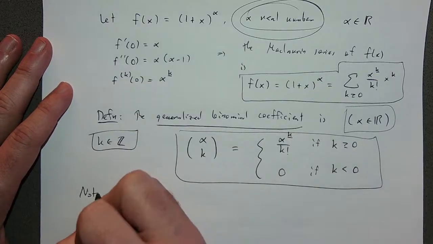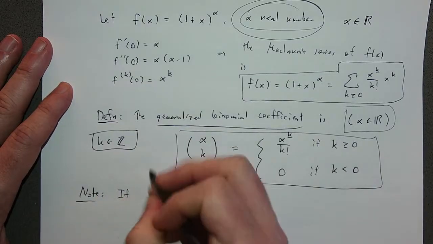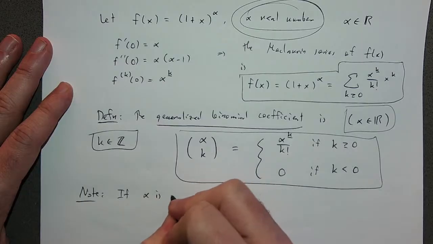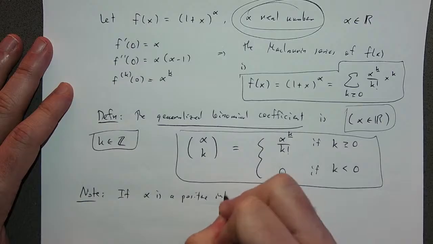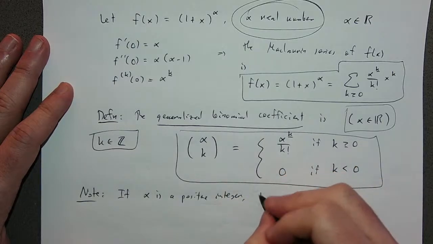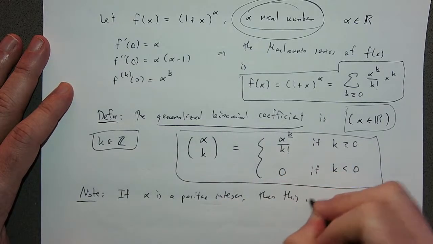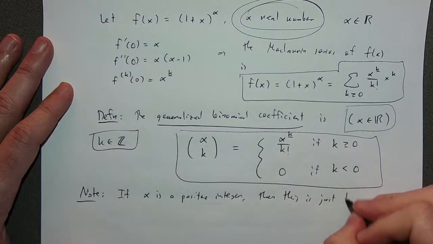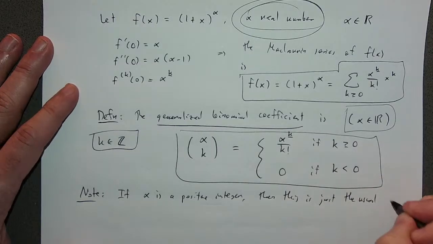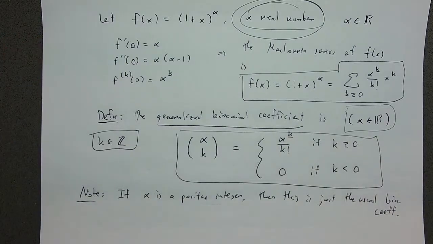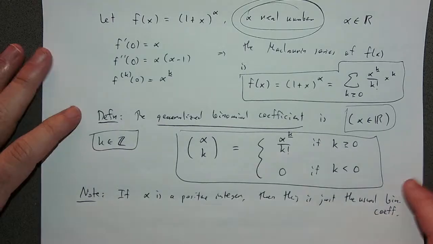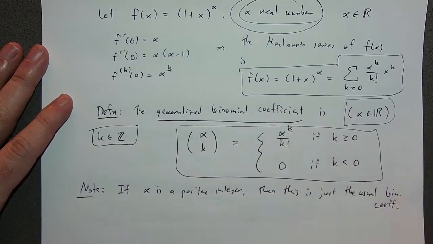Of course, note, first of all, if alpha is a positive integer, then this is just the usual binomial coefficient. Right? So this works in exactly the same way if alpha is a positive integer. Otherwise, it's defined in this way.